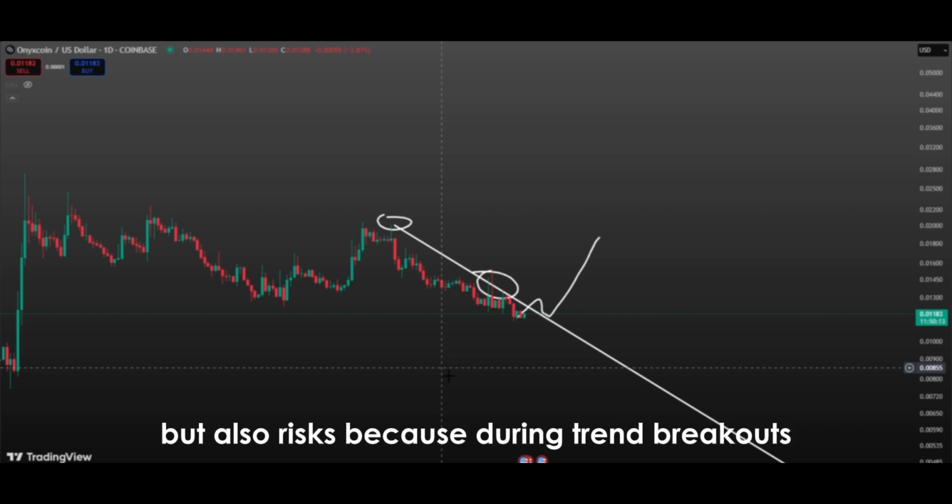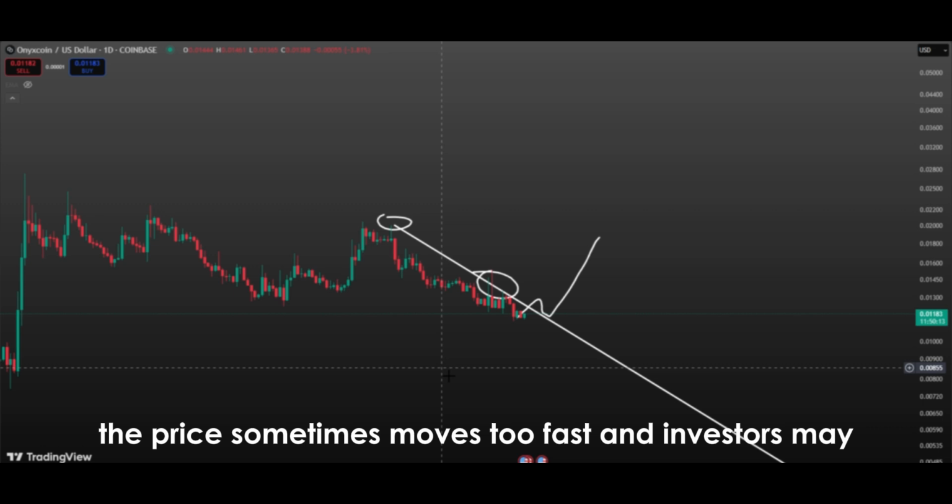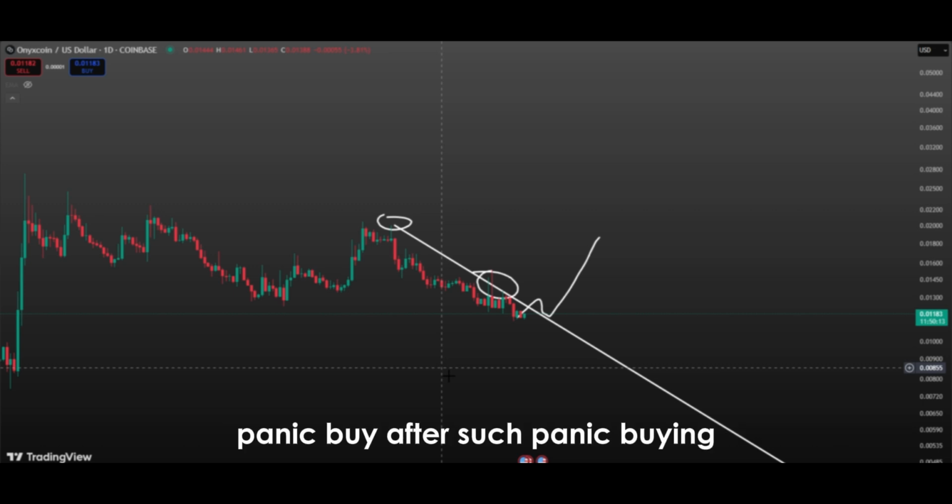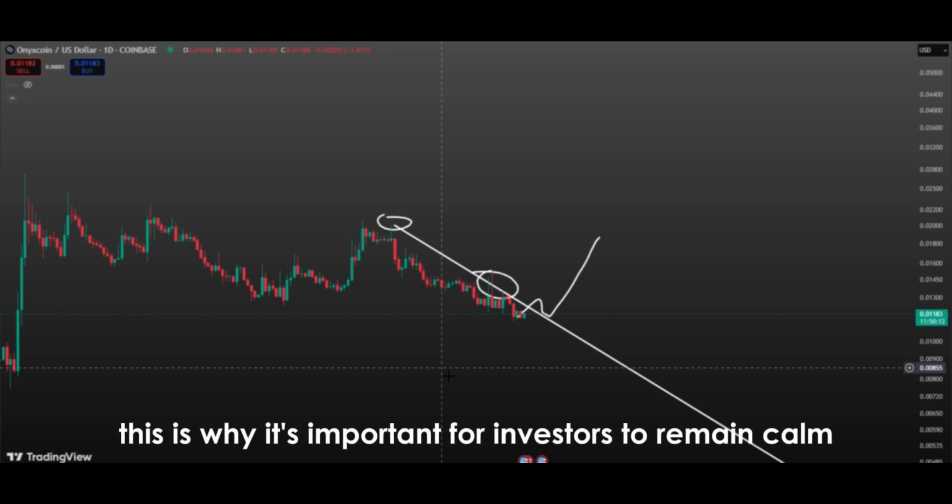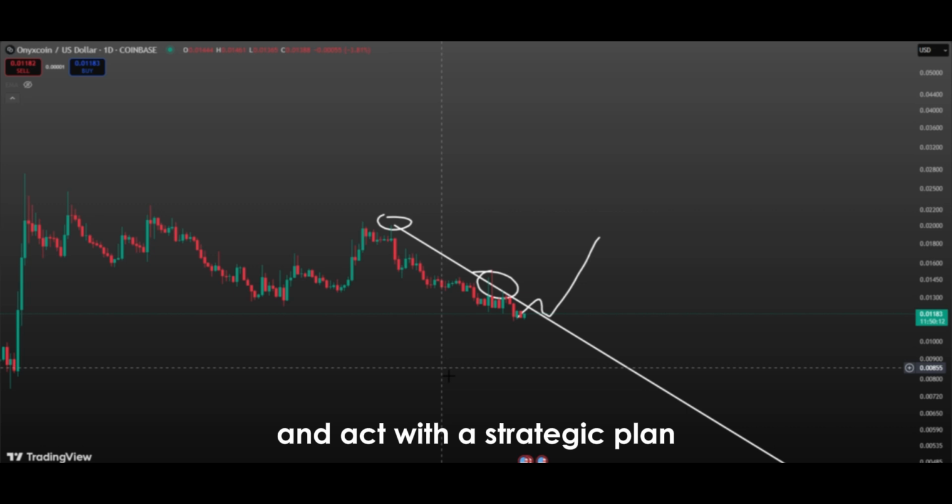Because during trend breakouts, the price sometimes moves too fast and investors may panic buy. After such panic buying, short-term corrections are quite natural. This is why it's important for investors to remain calm and act with a strategic plan.